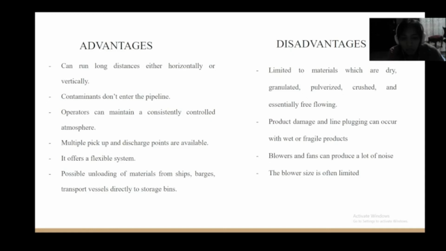Product damage and line plugging can occur with wet or fragile products, seeing as wet products can plug pipelines while fragile products may not be able to withstand the high velocity airflow and sharp turns. Blowers and fans can produce a lot of noise, but this can be mitigated with sound enclosures. The blower size is often limited, which subsequently limits scalability if you want to install larger systems.